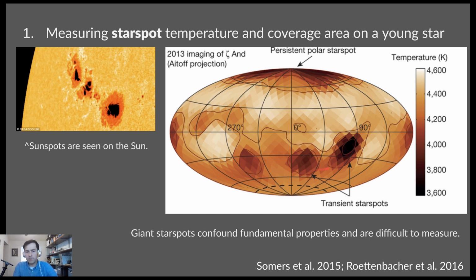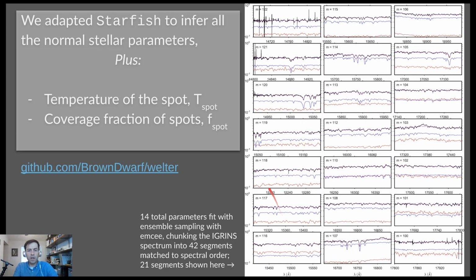It's hard to see them on stars directly because we can't generally resolve the surfaces of stars except in extreme cases. But there are abstract ways to get differential measures. It's relatively hard to count up the total coverage fraction of spots. This is a subtle technique, but with Starfish, we were able to do that. In particular, we added 2 new physical parameters, the temperature of the starspot and the coverage fraction of the starspot, in addition to all the normal stellar parameters.